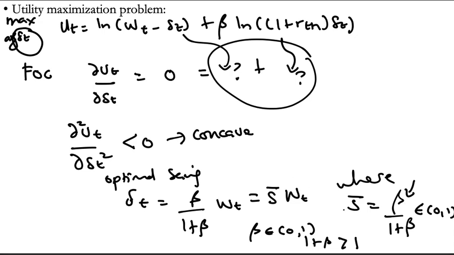So what is this actually when I write it as S bar? It's actually the portion of wage that goes to saving, okay? So it is a proportion of wage that goes to saving. So saving is actually proportional to our wage income, isn't it? Okay. Other than that, we have found the optimal saving.